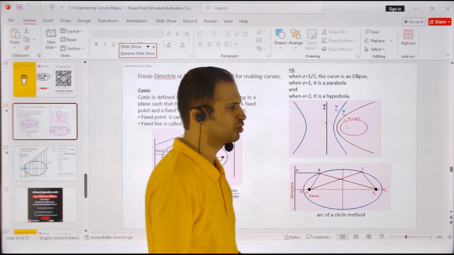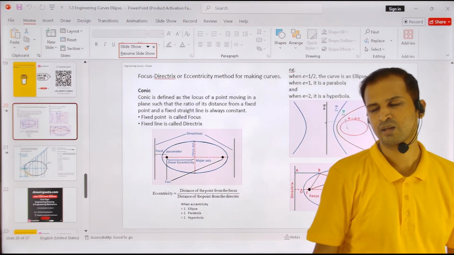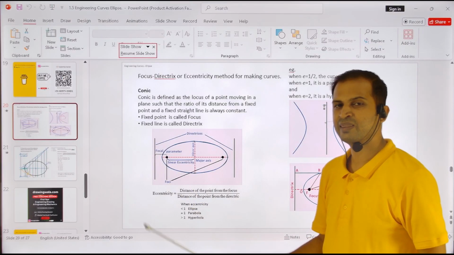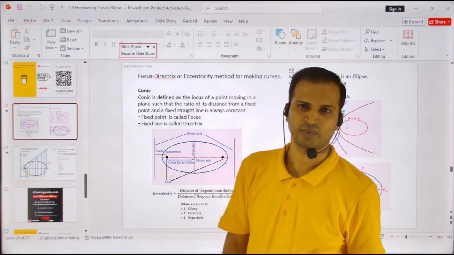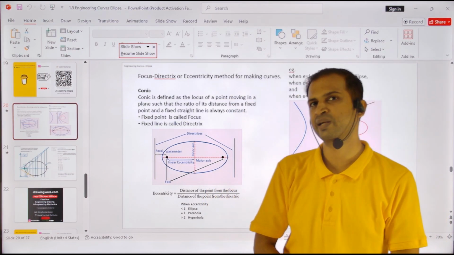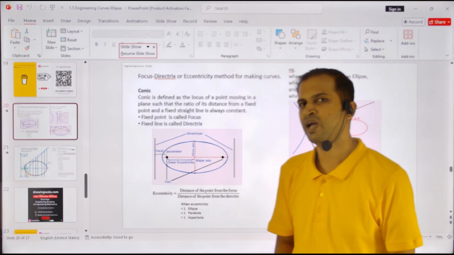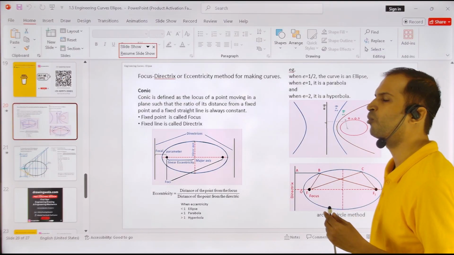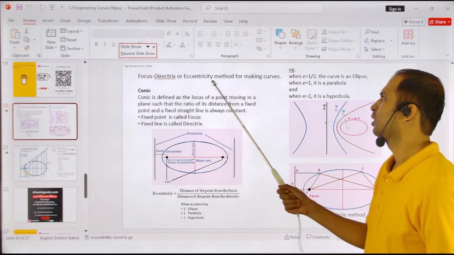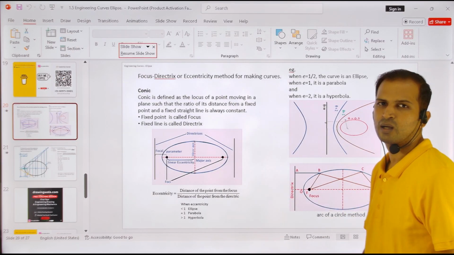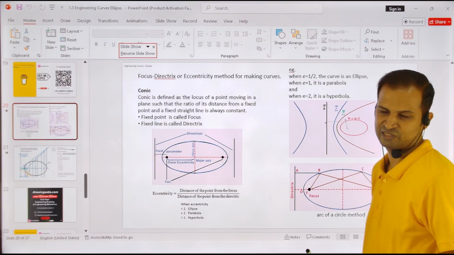Sometimes teachers give the distance between focus and directrix, and they will not give you the eccentricity value, the vertex value, or any value. And then students get confused. Why am I not able to get the answer for this type of method? Because for this type of method, you always need a value for E, eccentricity.